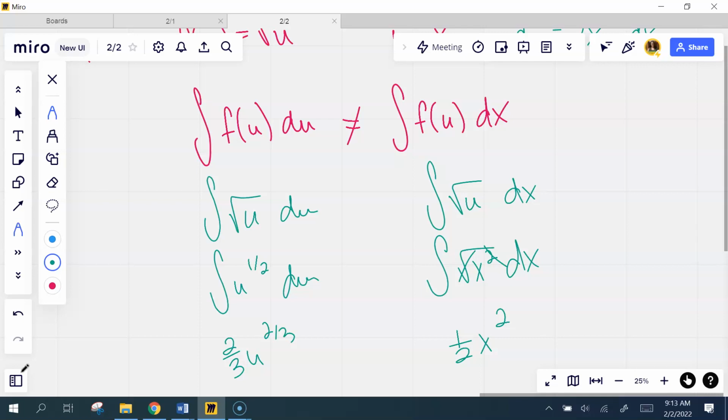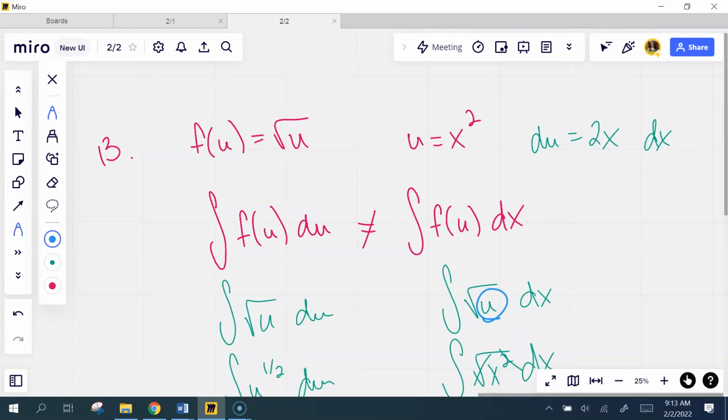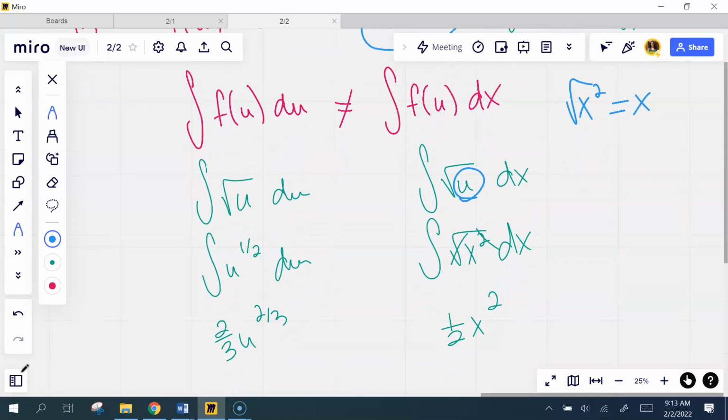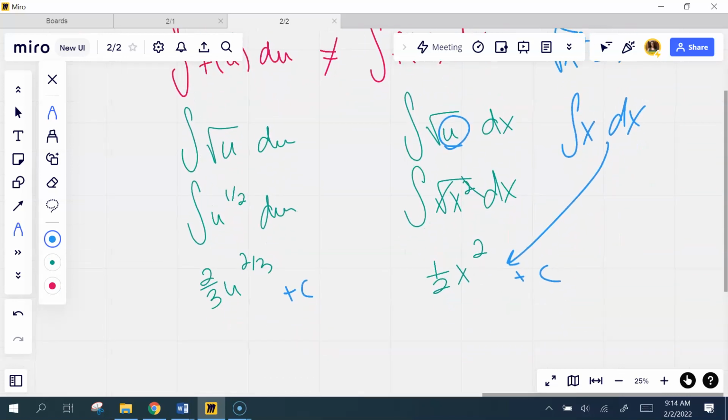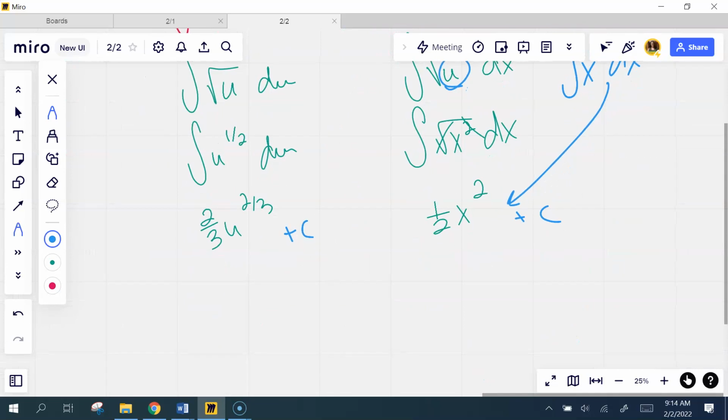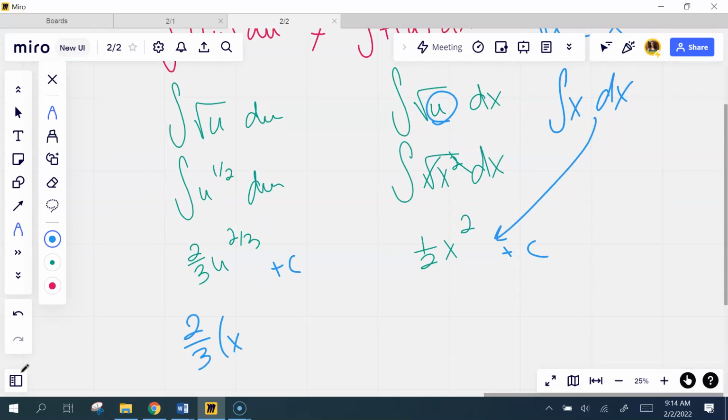You don't have, because so what I did was I plugged in, what is u? Well, u is x squared. Well, the square root of x squared is just x. So what's the antiderivative of x? Right? And these plus c's are here, but that's really irrelevant right now because I'm seeing do they equal. So now, but you do have to go back and plug that u in to make sure. So u is the x squared. So 2/3 x squared to the 2/3, will that equal 1/2 x squared? And it will.